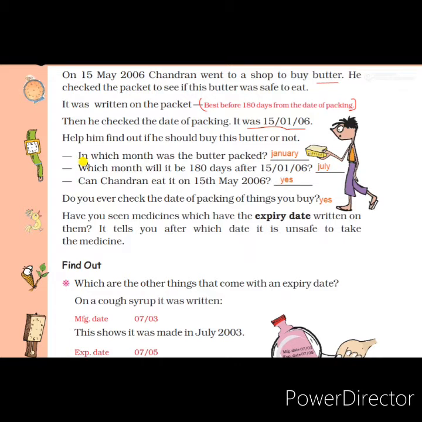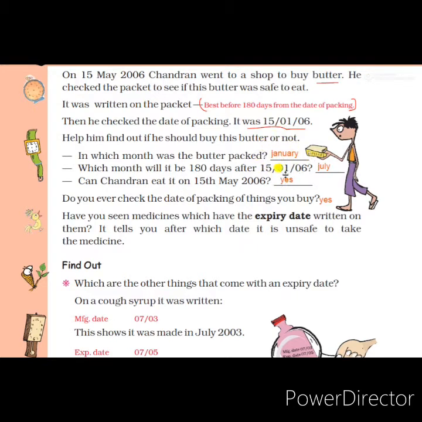After that, we have asked to find three things: in which month the butter was packed, which month it will be 180 days after 15th January 2006, and whether Chandran can eat it on 15th May 2006. Students, the packing date given, 15/1/2006, means 15th of January. So which month was the butter packed? It was packed in January.